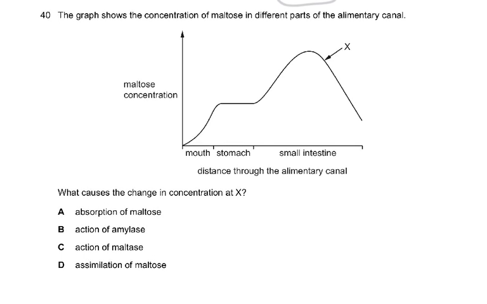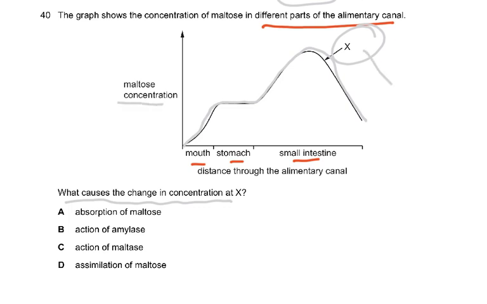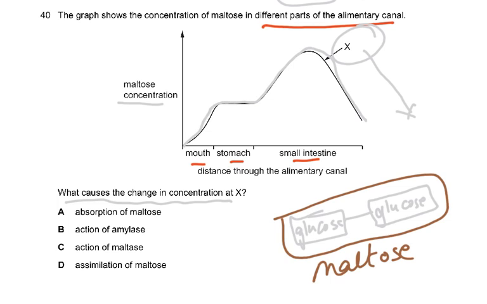Then coming to question number 40, the graph shows the concentration of maltose in different parts of the alimentary canal. So in the mouth, in the stomach, and in the small intestine, you can see how the maltose is increasing. We see it increasing here, then we see it leveling out, then increasing, and then we see it decreasing. What causes the change in concentration at X? What is happening to the maltose level? The maltose concentration is decreasing.